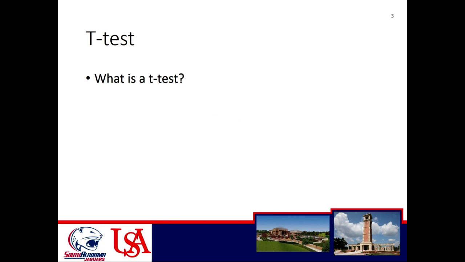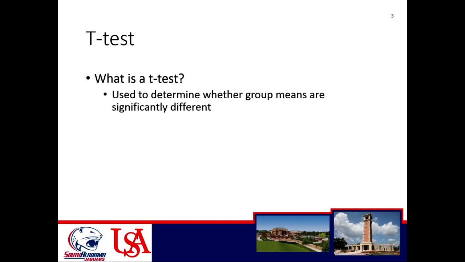So what is a t-test? As I said, today we're covering t-tests. A t-test is a type of analysis that's used to determine whether group means are significantly different. Whenever you're doing a t-test, you're still looking at grouping variables, a lot of the same type of variables we were looking at for a chi-square test, like comparing classrooms.